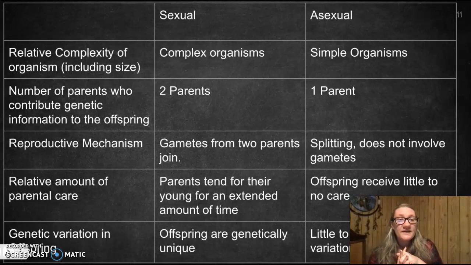And then for genetic variation, there is little to no genetic variation in asexual reproduction. This is because you only have one parent. You're not mixing two parents together. You only have one. So you're going to be an identical copy of your one parent.